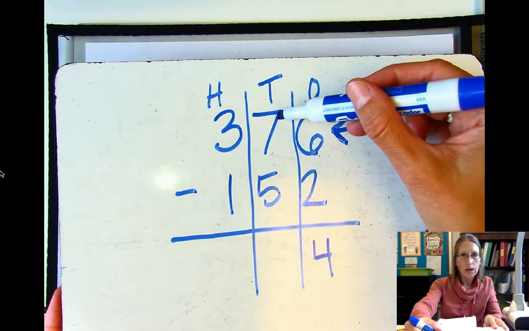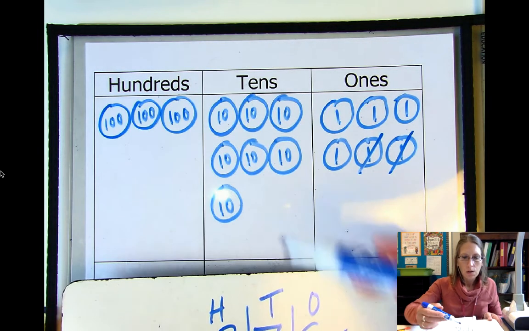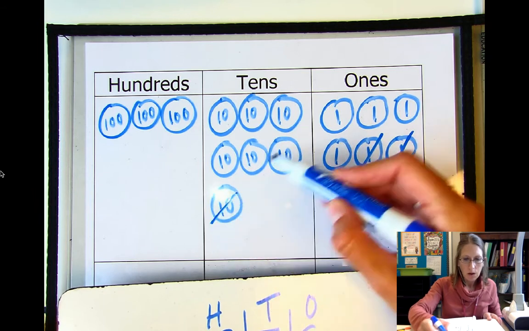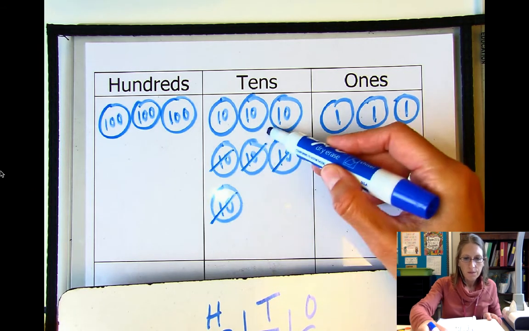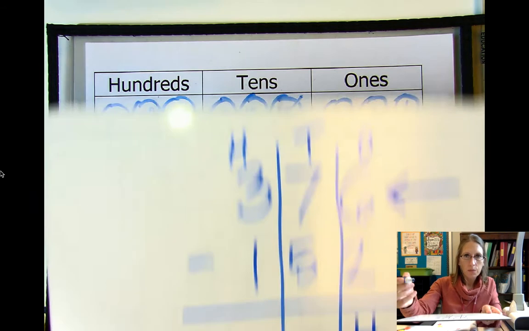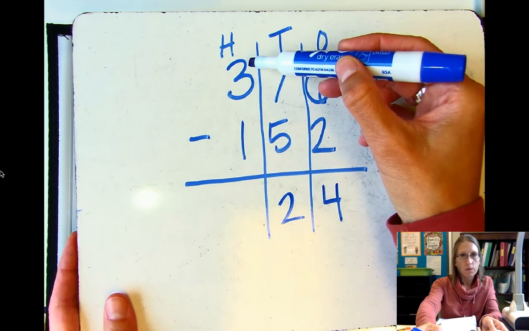Now we have 7 tens, and we're going to take away 5 tens. So if we go to our chart, 1, 2, 3, 4, 5, 6, 7 tens, and we're going to take away 1, 2, 3, 4, 5. And that means we're left with 1, 2. 2 tens. Okay, and then finally we're going to move over here to the hundreds place.